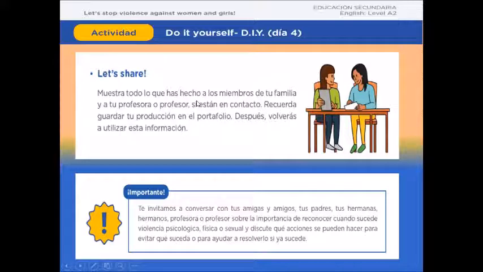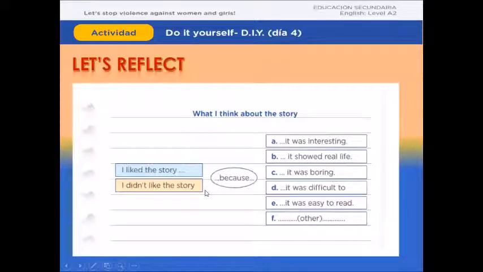Finally, let's reflect. What I think about the story. I like the story. I didn't like the story because it was interesting. It showed real life. It was boring. It was difficult too. It was easy to read. Or another idea. Remember, you're going to give a reason after the word because.